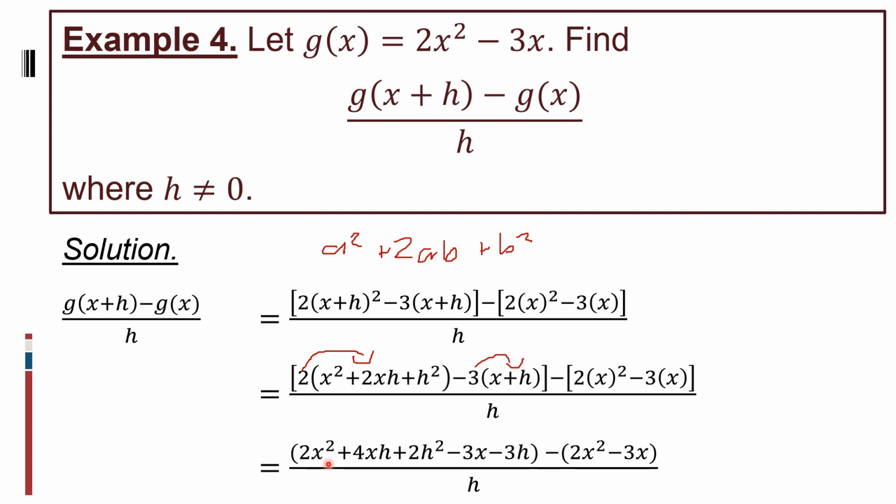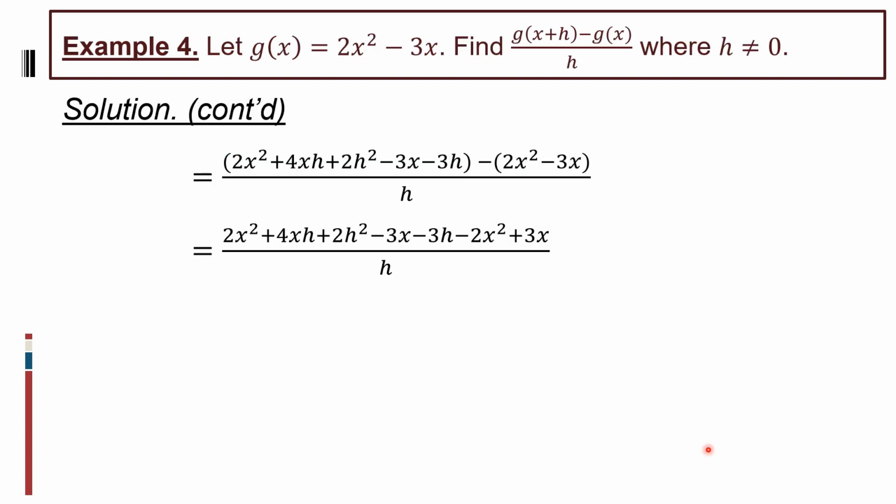Okay, so we have 2x squared plus 4xh plus 2h squared minus ito magiging 3x minus 3h minus 2x squared minus 3x. Then divide everything by h. By removing the grouping symbol, we now have 2x squared plus 4xh plus 2h squared minus 3x minus 3h minus 2x squared plus 3x. Kasi negative to. So, mag-change ng sign yung nasa loob. Then, divide everything by h.